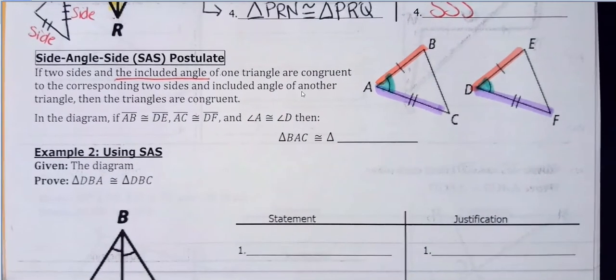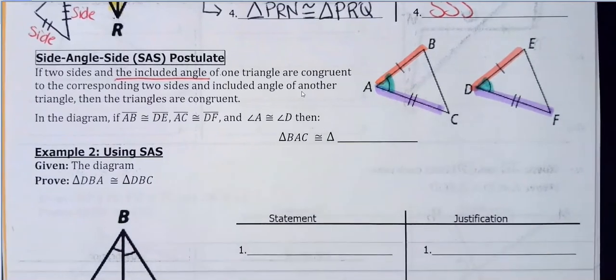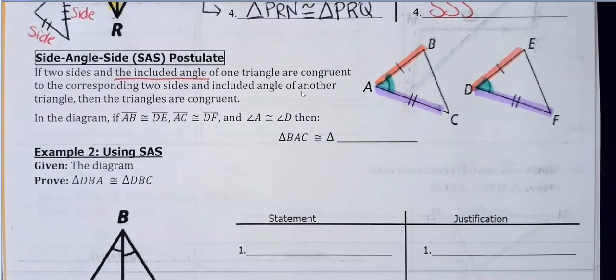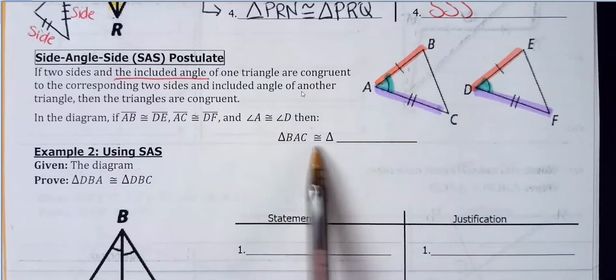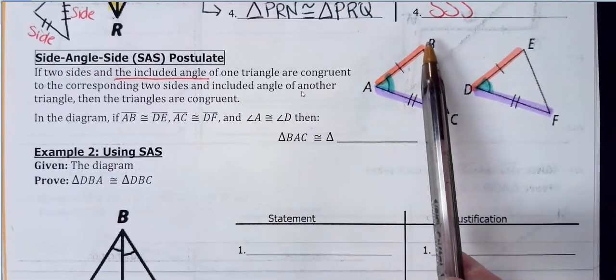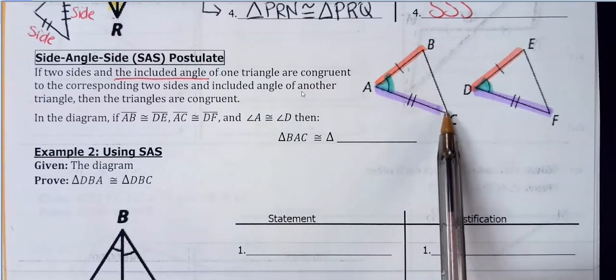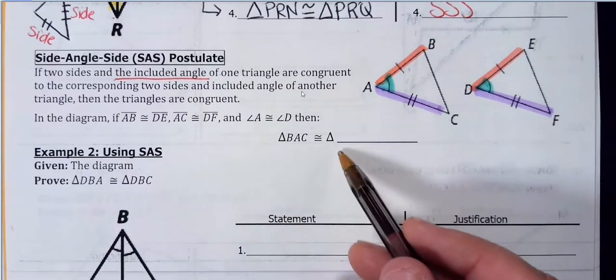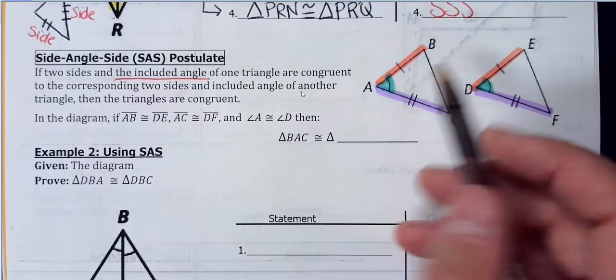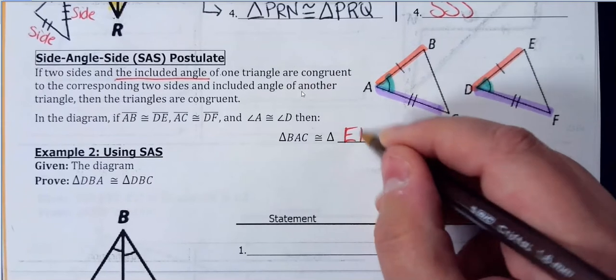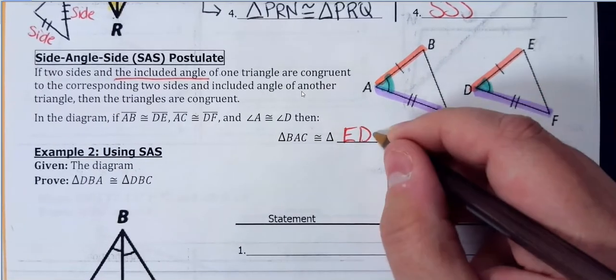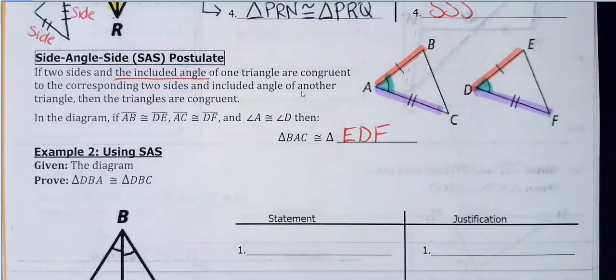So if you can show a side, an angle, and a side in two different triangles, that makes them congruent to each other. Now, in the diagram, they just list the stuff that's already marked here. If I call this triangle BAC, to complete that congruent statement, I'm just going to match it up. So B would go with E, A would go with D, and C would go with F. So I would have to write the other triangle as EDF to match up the corresponding parts. Does anybody have a question so far?